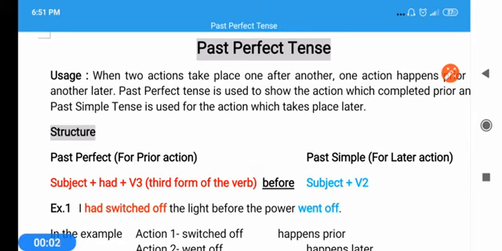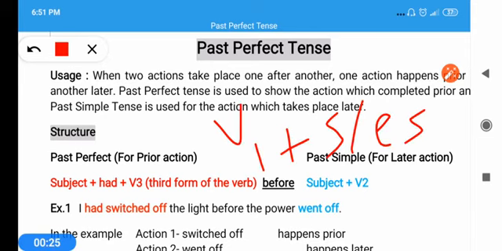Good morning, students. So far, if I talk about tense, we have studied three tenses: present simple, past simple, and past continuous tense. In present simple tense, we studied the first form of the verb, where we add s or es according to the subject. That is the present simple tense. We use the first form for a plural subject, and we use s or es in the first form with he, she, and it.